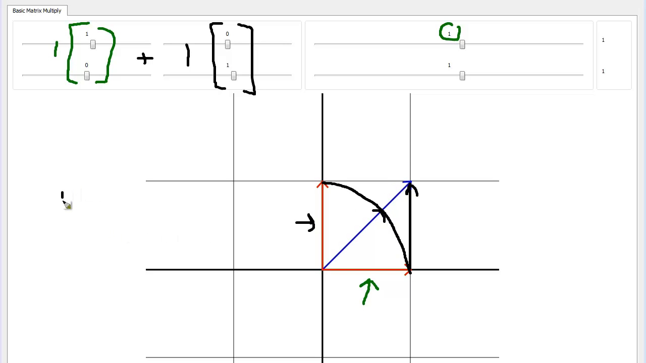In fact, to prove that mathematically, this is length one. This is length one. So that's the square root of one squared plus one squared. But one squared is one. So one plus one is square root of two, which is not equal to one. Okay, so I hope you get that idea.